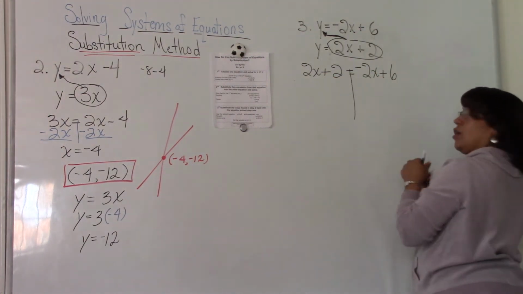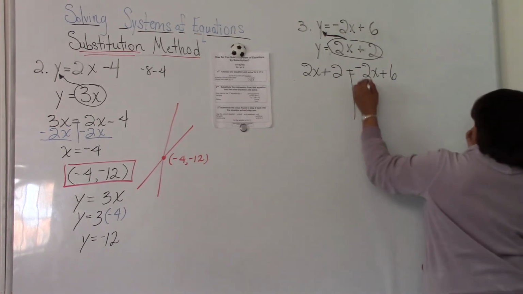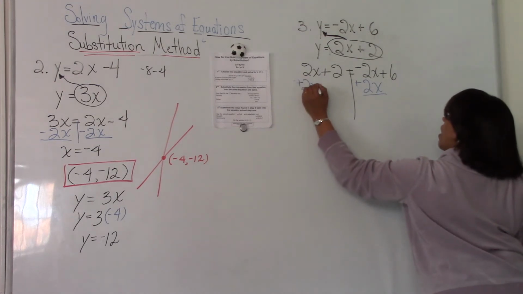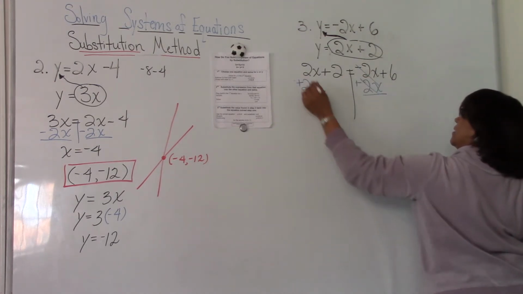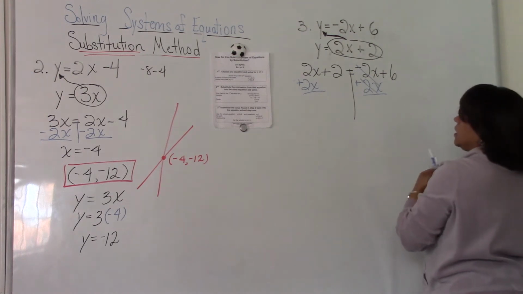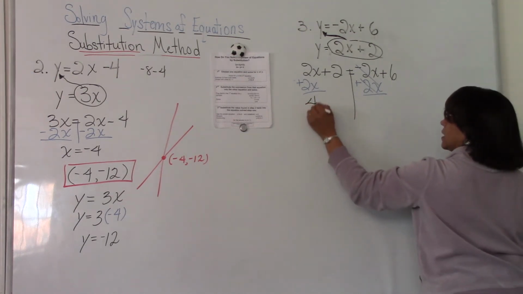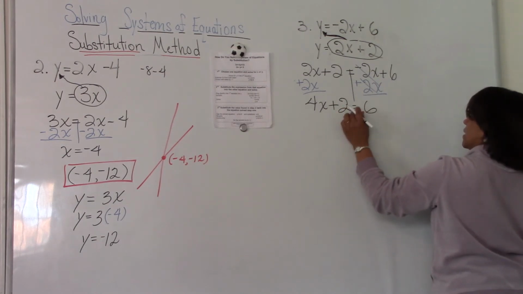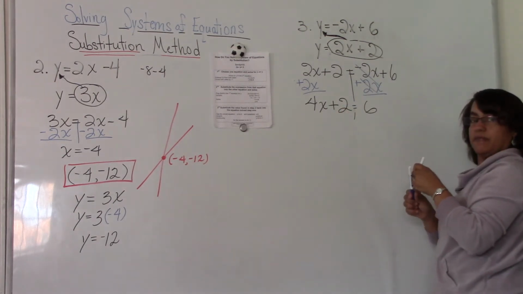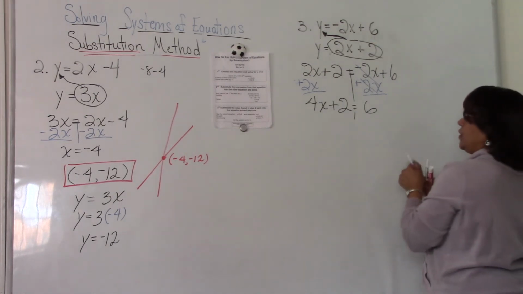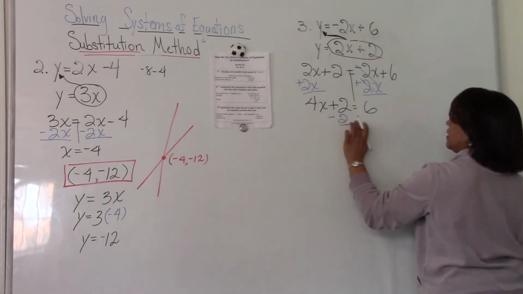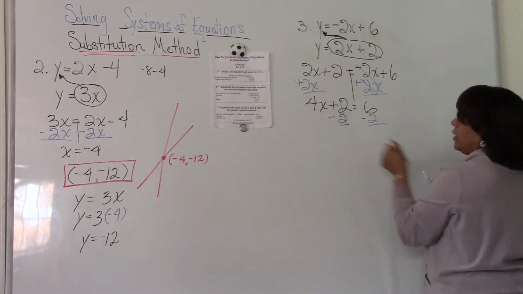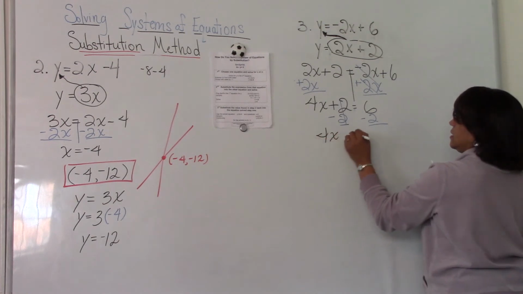Now you have to solve, so I like to move my variables to the left, so I'm going to add 2x because I need inverse operations or opposites. They're gone. 2 plus 2 is 4, so we have 4x plus 2 is equal to 6. And now we're still solving for our variable x, so we're going to subtract 2 because we're going to undo that addition. And we have 4x is equal to 4.